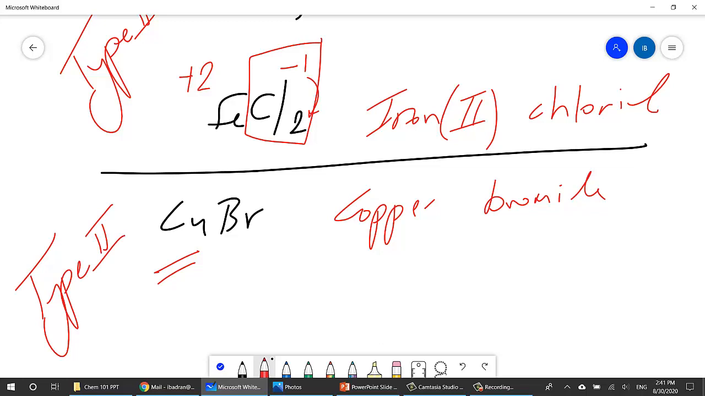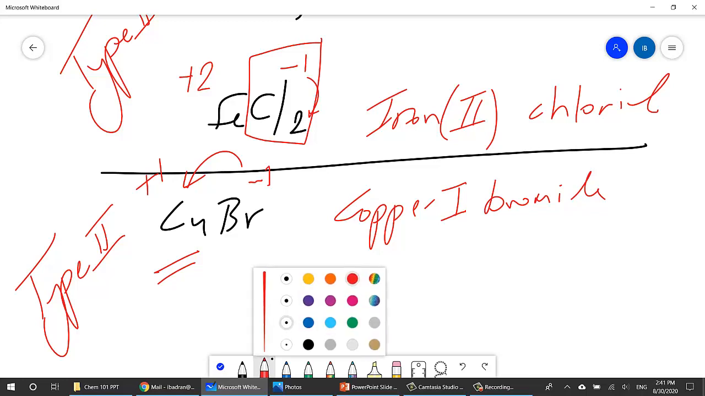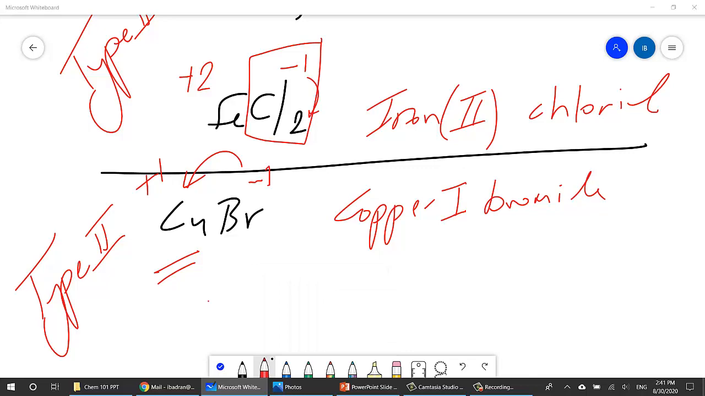I know bromine is -1 all the time, so from this I can know that copper is +1. You see me here, I use the certain to know what is uncertain. I know that Br is -1, that's common. I use that to figure out the ion of copper, it's +1. Therefore, this is copper 1 bromide. And why do we do that? Because to differentiate between copper and CuBr2, for example. CuBr2 would be copper 2 bromide.